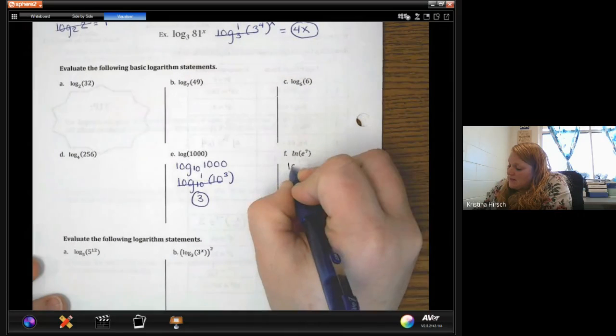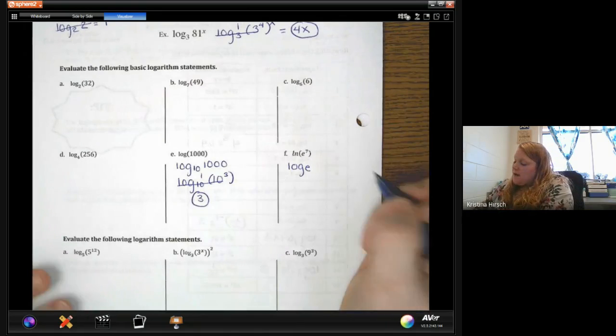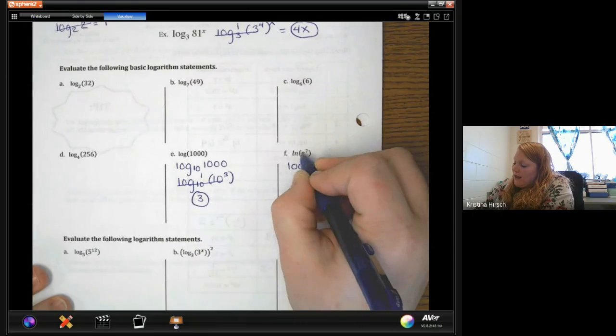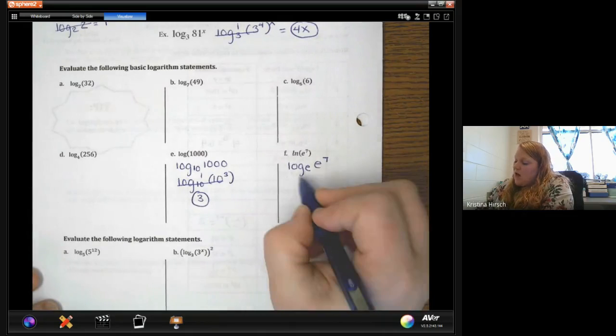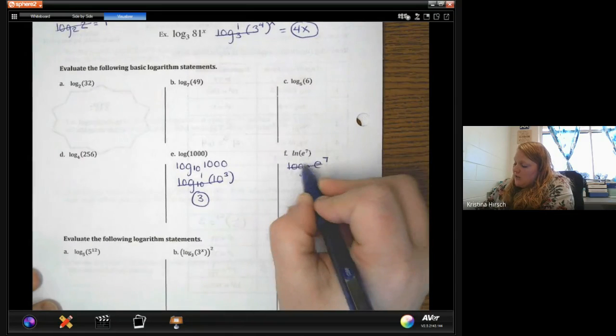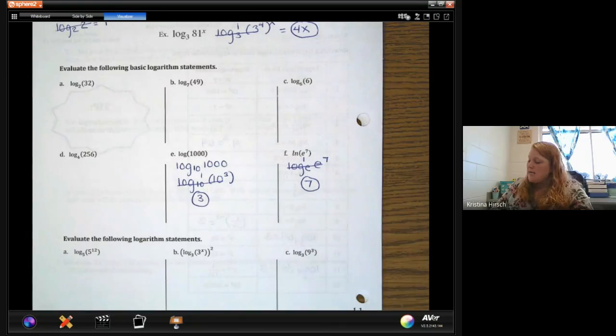Ln is the same thing as the log base e, okay? We learned that on the page before. So we have the log base e of what? e to the 7, all right? So the log base e of e is technically 1, and 1 times 7 is 7. So those would be a little bit trickier.